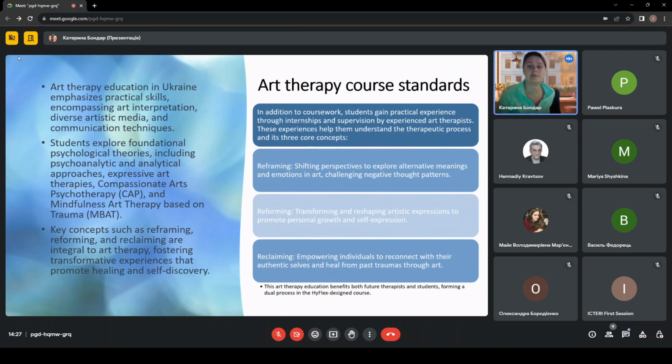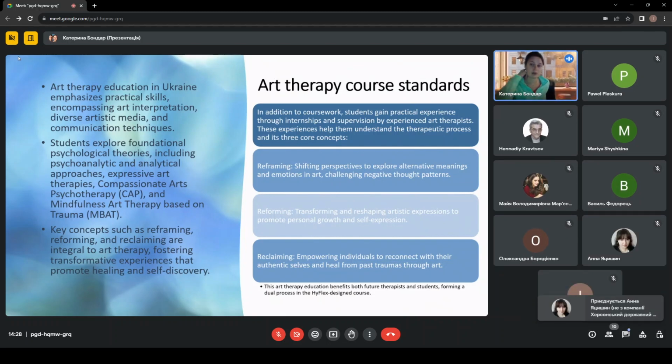Reframing is shifting perspective to explore alternative meanings and emotions in art, changing negative thought patterns to neutral or positive ones. Reforming is transforming and reshaping artistic expression to promote personal growth and self-expression.